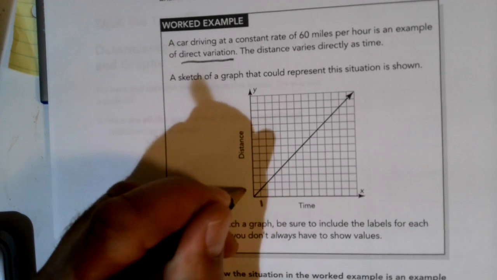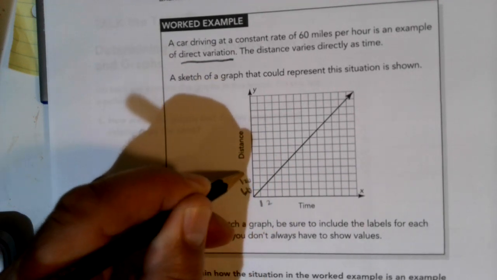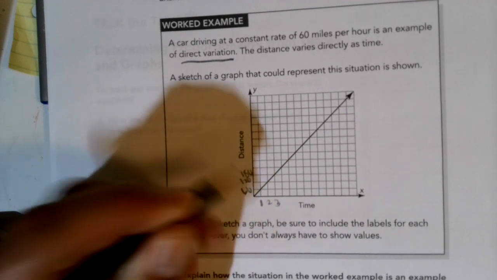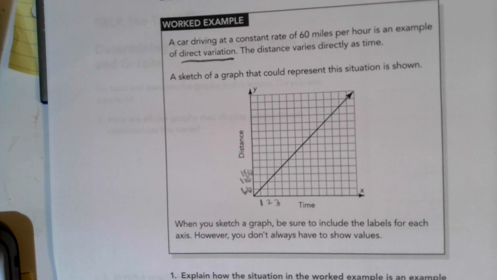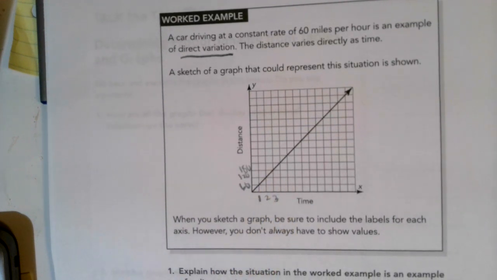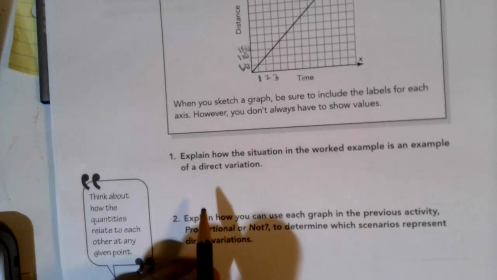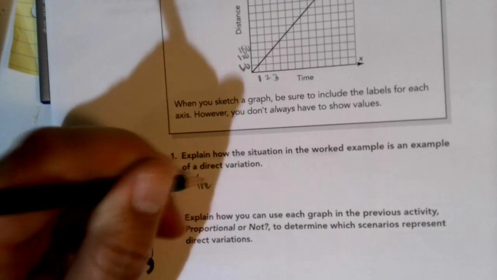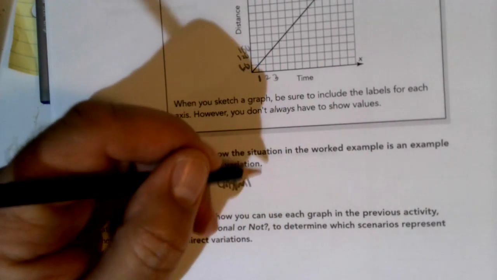So if this is 1 and 60, this is going to be 120 and 2, 180 and 3. And 60 to 1 is the same as 120 to 2, which is the same as 180 to 3. You divide those out, you're going to get 60 as your constant every time. Okay? So because that constant is the same, it is an example of direct variation.